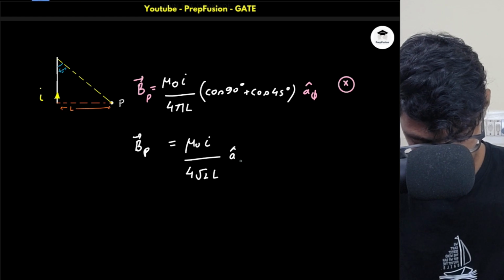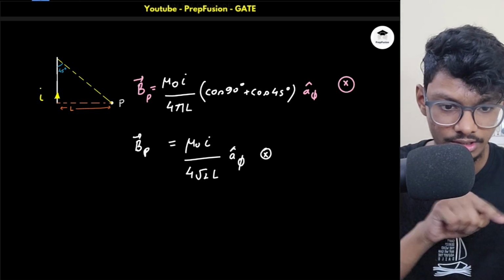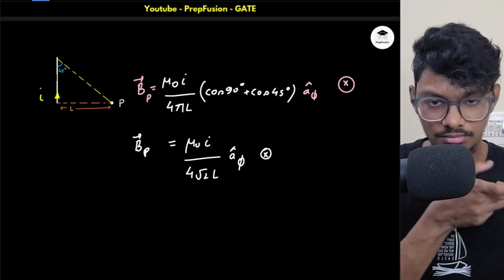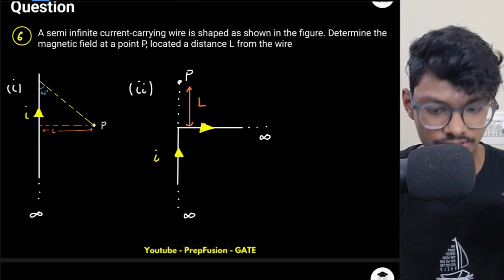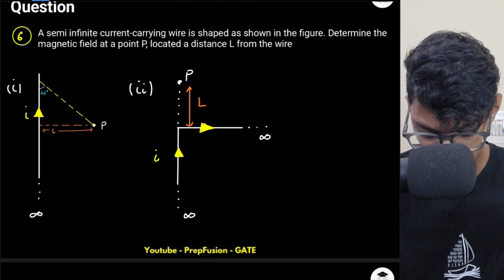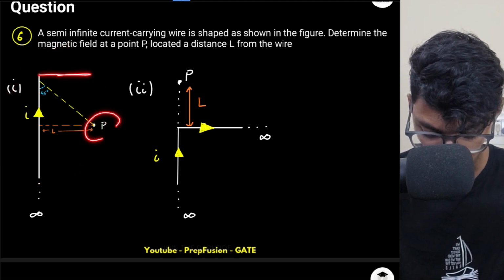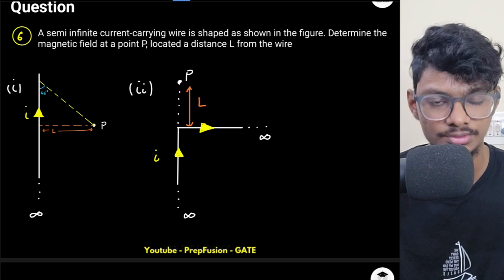Arrow cap, or going inwards of the particular screen. Okay, so this will be the answer. These things are simple only, but here one interesting point comes. This one is pretty simple. Just the difference is this P point is not on one of the ends of the semi-infinite wire, it is somewhere in between. Then the magnetic field expression will change a bit.